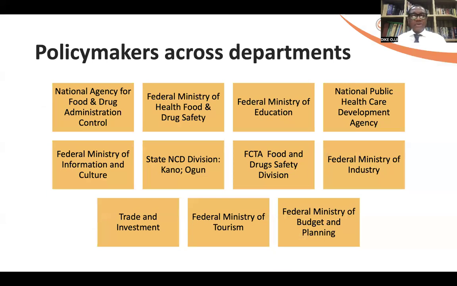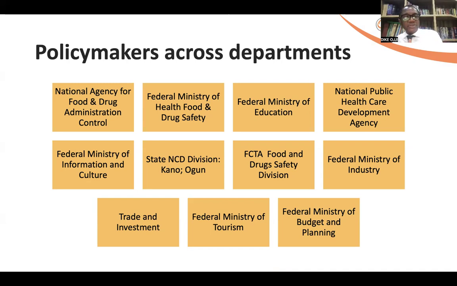Engaging policymakers across departments is one of the things we've tried to do in our Nigerian sodium study. When we started the study, we did not engage all these people, but along the line, as we asked questions and interacted with different stakeholders, we found out that it was very, very necessary. Because when it comes to nutrition, to salt, it is very, very complex. We have to engage different policymakers and different people. Otherwise, our intervention was not going to work.